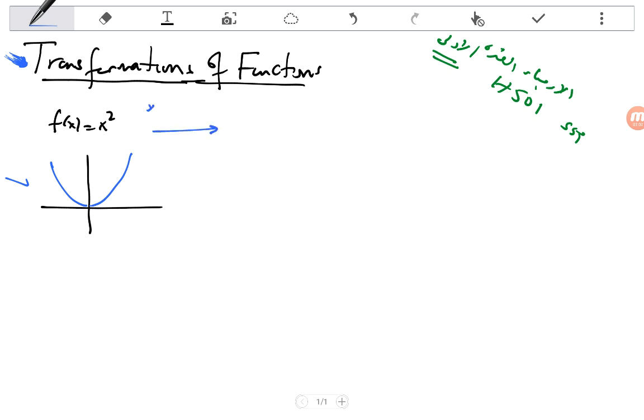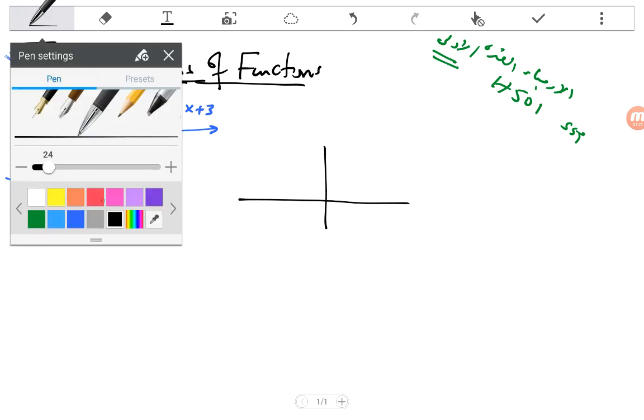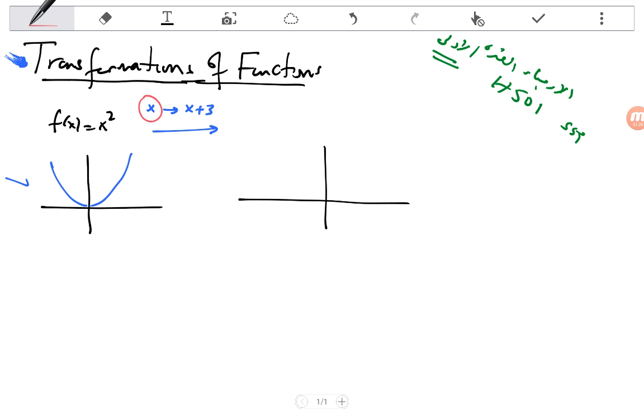Such as if I take every x and put instead of it x plus 3. What would be the modification in the graph of the function? Up 3, in the positive y direction? No, this is not correct. This is called a shift. Now this operation is affecting x, so this is a horizontal operation.